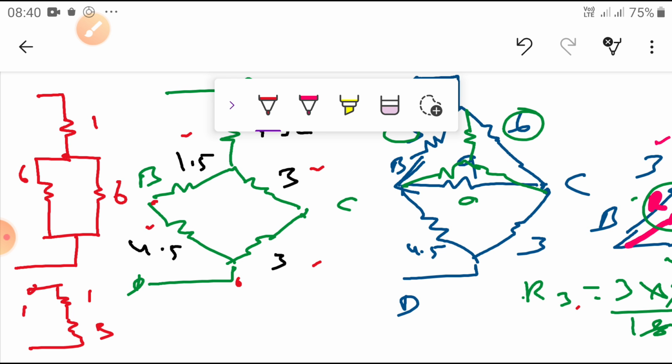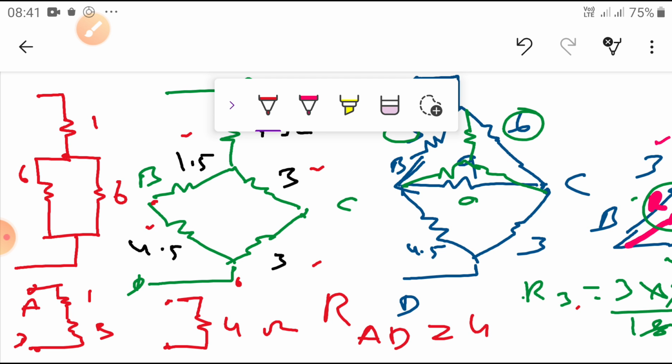Now A, this is D. 1 plus 3 is a series circuit. Simply write the series: 1 plus 3 is equal to 4 ohms. So you know the 4 ohms. Then R_AD is equal to 4 ohms. This is the equivalent resistance across A and D.